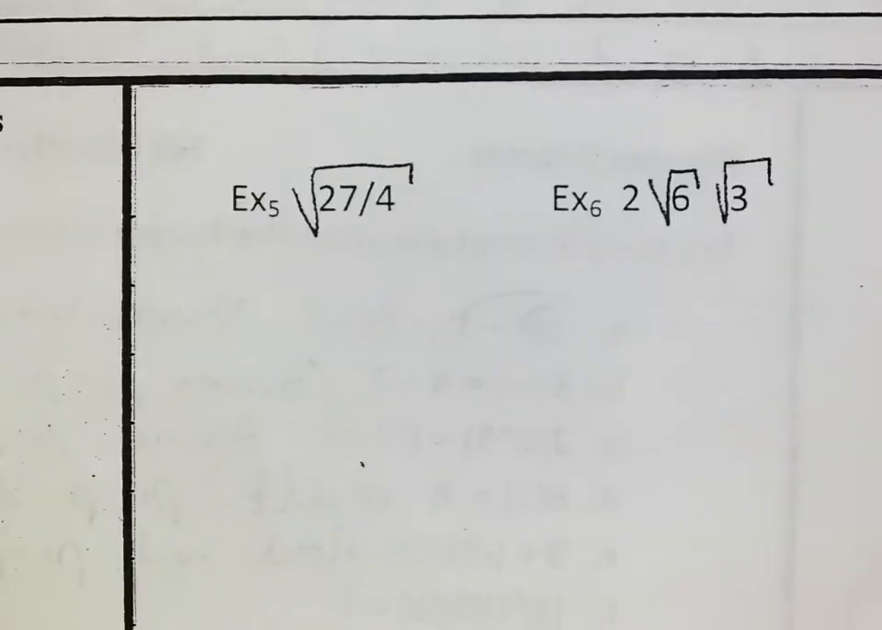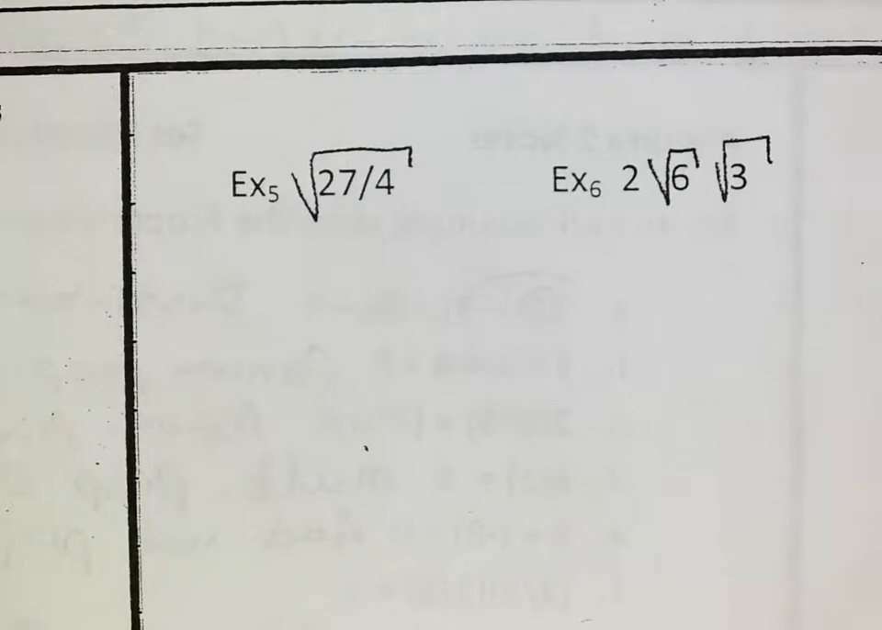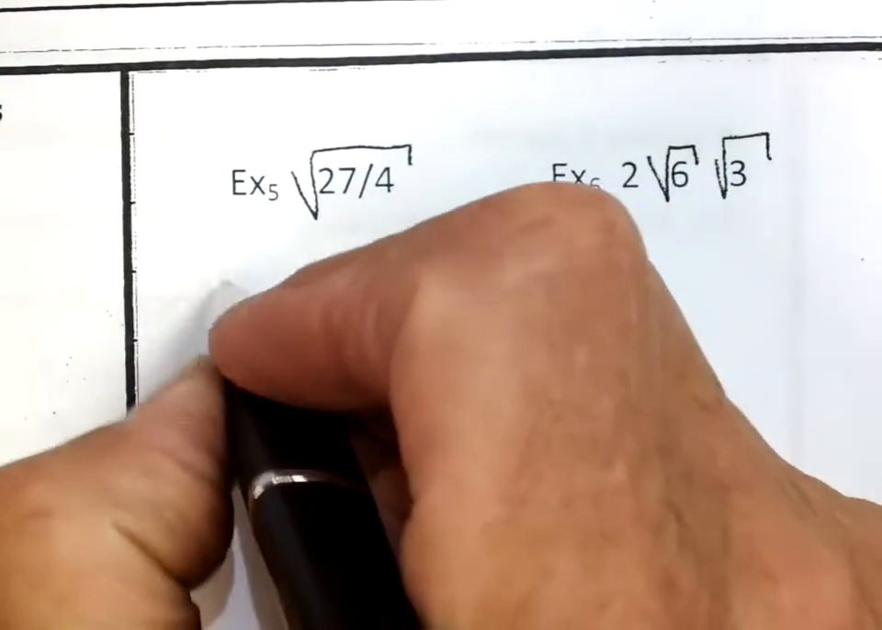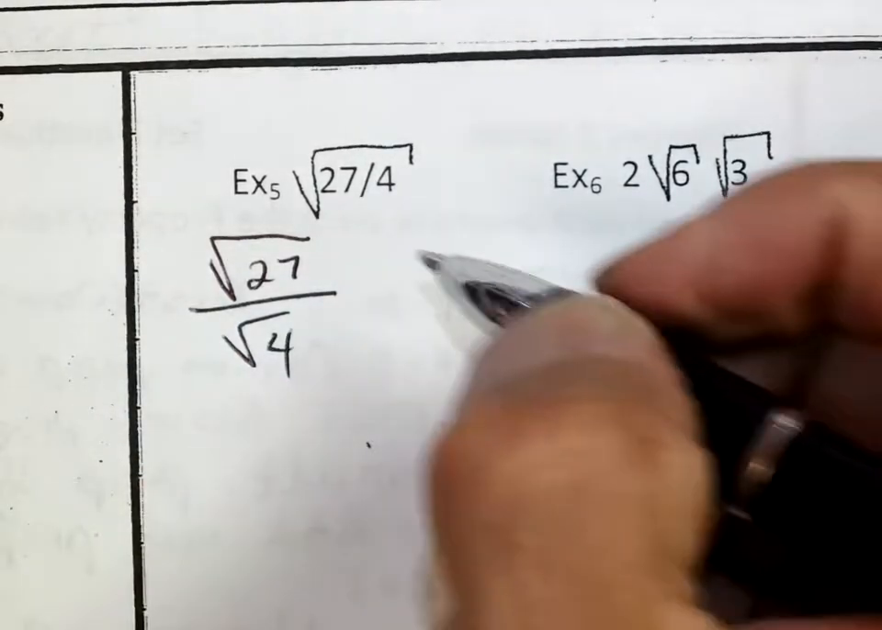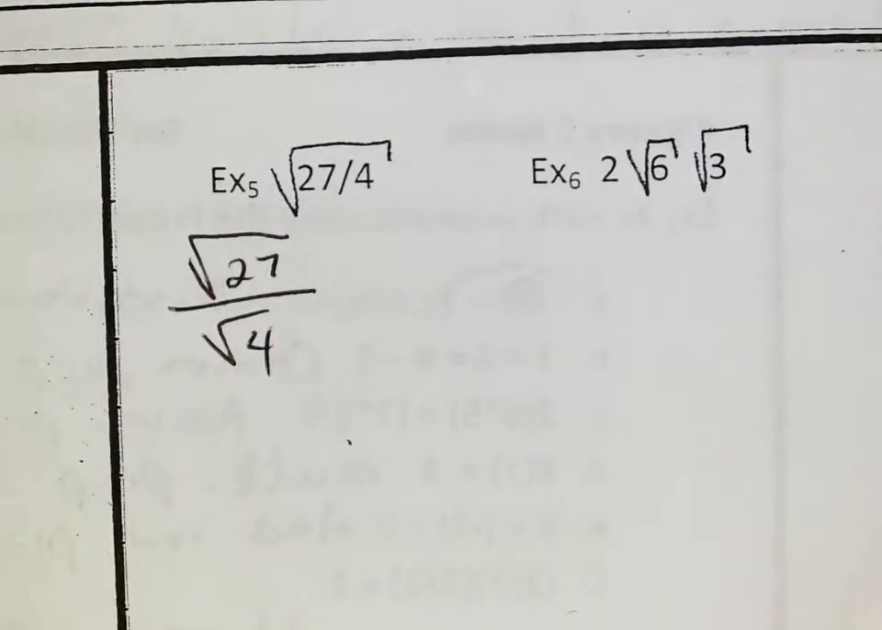Alright, it's a fraction. With a fraction, let me break it up, because I think I see a 4. You guys see the 4? Let me rewrite it. When I do fractions, I'm going to go square root of 27 and the square root of 4. So I look at it as two different problems: a top part of a fraction I'll do something with, and the bottom part of a fraction.